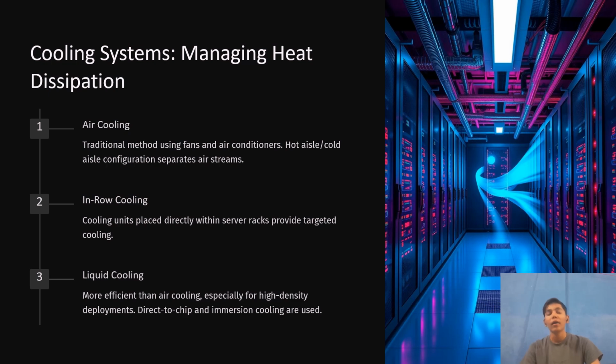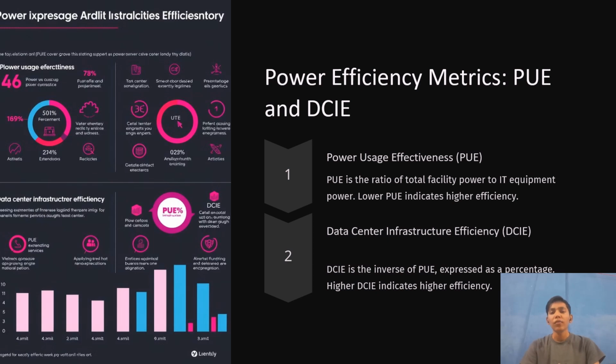Last is liquid cooling. It is modern and more efficient than air cooling, especially for high density deployments. Direct-to-chip and immersion cooling are used. You will see in some reels and YouTube shorts that systems are submerged in some kind of liquid. It looks like water, but it is not actual water. It is some kind of liquid which will cool the system. So it is the best technique to cool the system, and it is more efficient than air cooling.